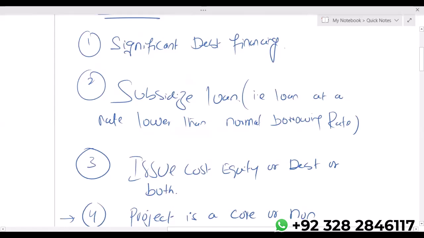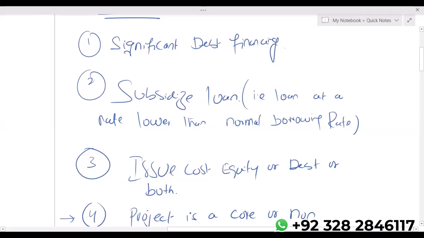Now, where do we use these conditions? Listen carefully, students. If your examiner says, evaluate the financial acceptability of the project, and the technique is not mentioned, should I go for NPV or should I go for APV? Nothing is mentioned. In that case, these conditions will help you decide automatically whether you should go for APV or not.